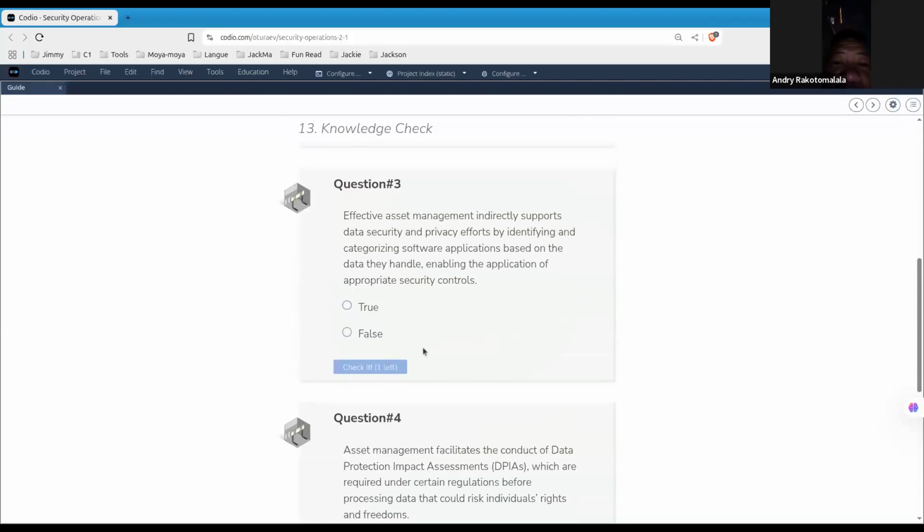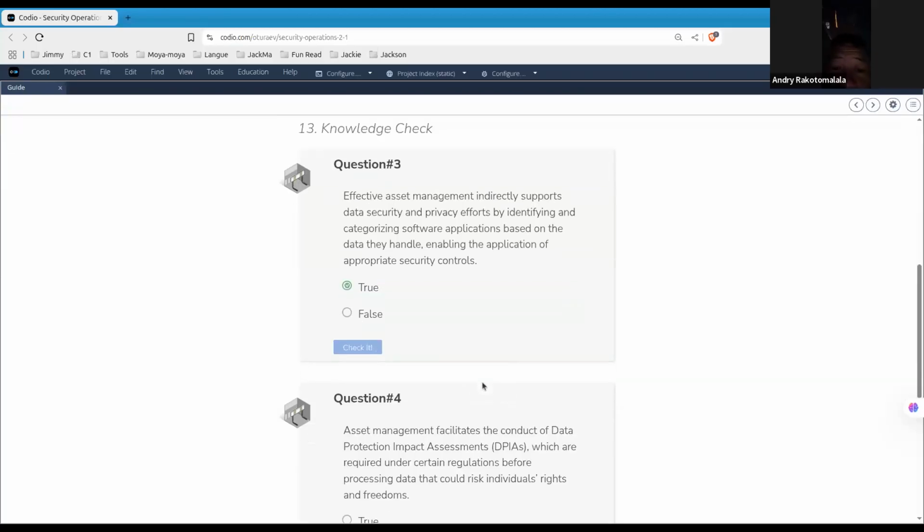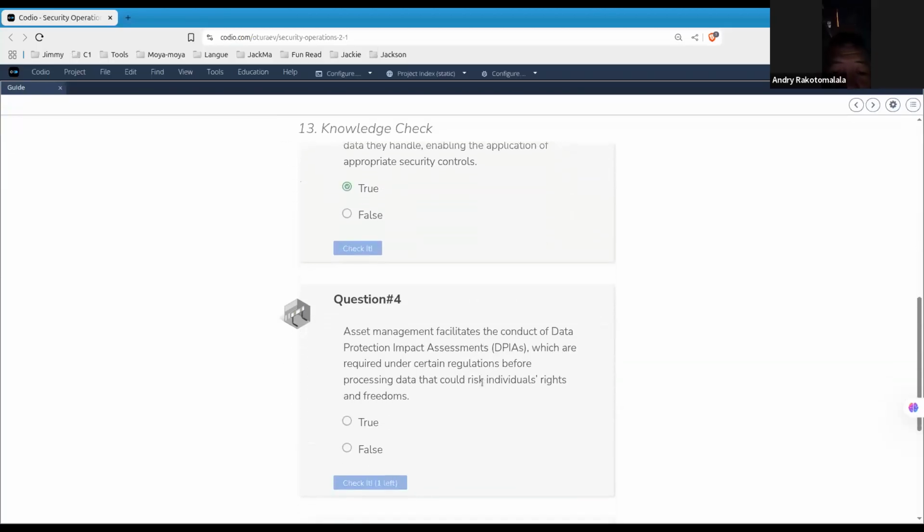Effective asset management indirectly supports data security and privacy efforts by identifying and categorizing software applications based on data they handle, enabling the application of appropriate security controls. True or false? A lot of people saying true. Go ahead and select that, Oibek, please. All right, that's pretty self-explanatory. Well done, well done. Next one.